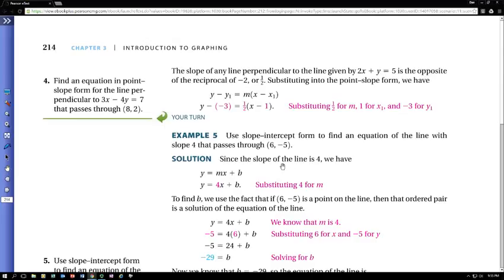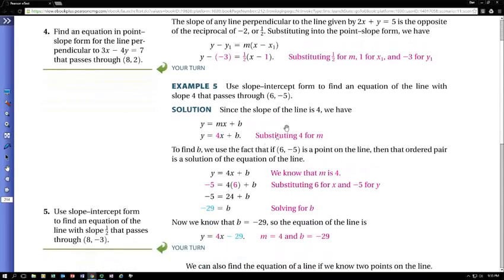Example 5 says use the slope-intercept form to find an equation of a line with a slope of 4 that passes through (6, -5). Okay? So we use this. Since the slope of the line is 4, they told us what it is, right?